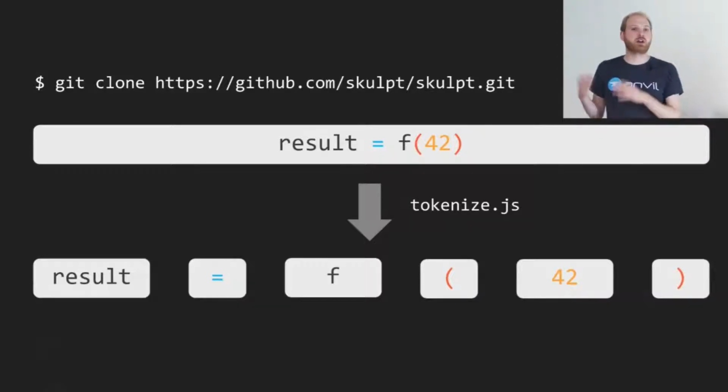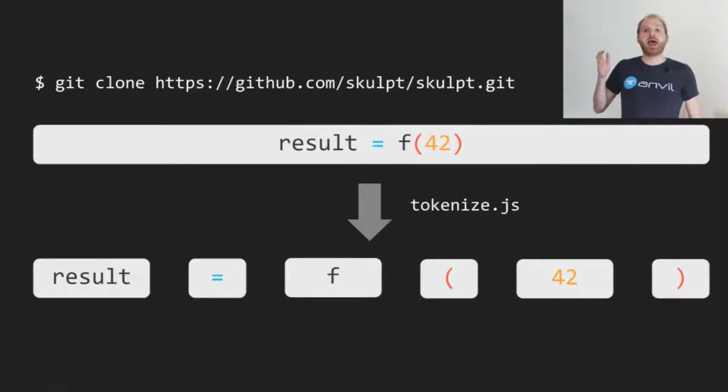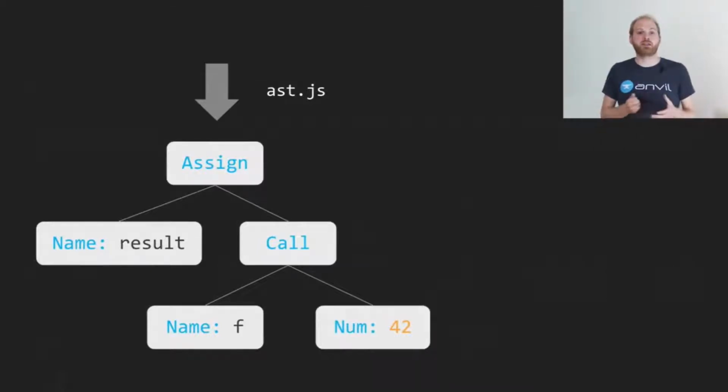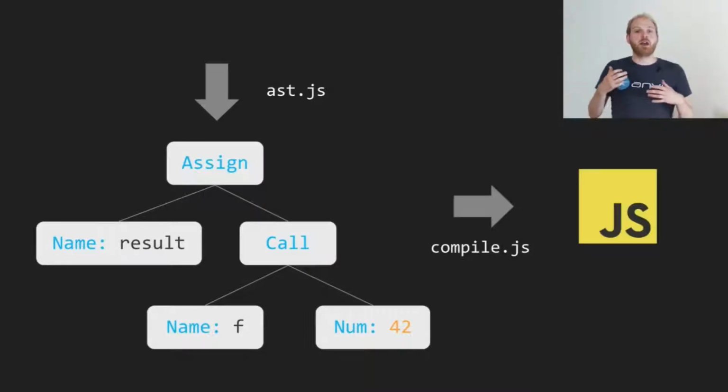By the way, these .js files are the source files in the Sculpt repository if you want to follow along. So you split this up into tokens, and the next thing you do is parse it, and that will produce something called an abstract syntax tree, or AST. And this is a tree representation of the operations that Python thinks of. So here we have an assignment, and we are assigning to a variable named result. The value we're assigning is the result of a function call, calling a function named f with an argument that is the numerical constant 42. And then what we have is a compiler that grovels over this tree, spitting out JavaScript. So that's the basic compiler structure.